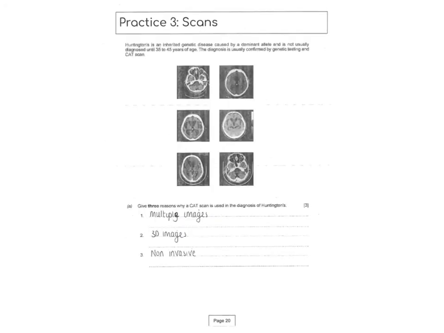Question 3, still on scans. Huntington's is an inherited genetic disease caused by a dominant allele and is not usually diagnosed until 35 to 45 years of age. The diagnosis is usually confirmed by genetic testing and a CAT scan. Give 3 reasons why a CAT scan is used in the diagnosis of Huntington's. Because we can get multiple images, we get 3D images, and it's non-invasive.